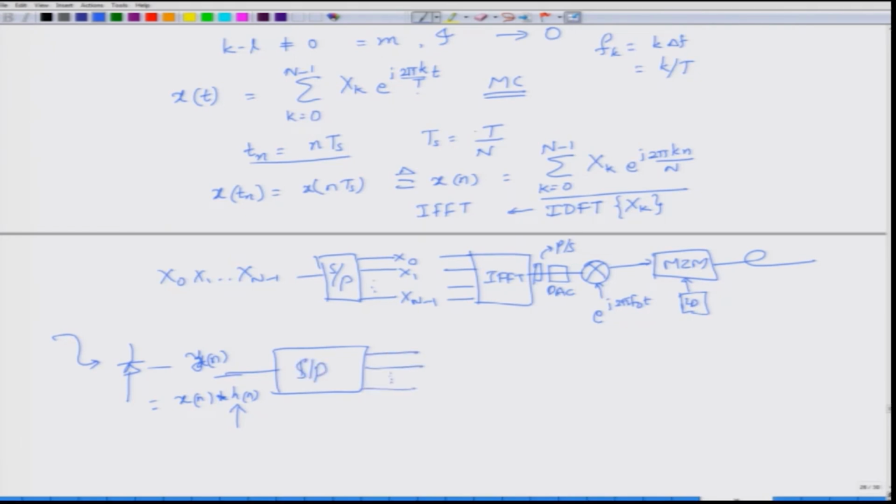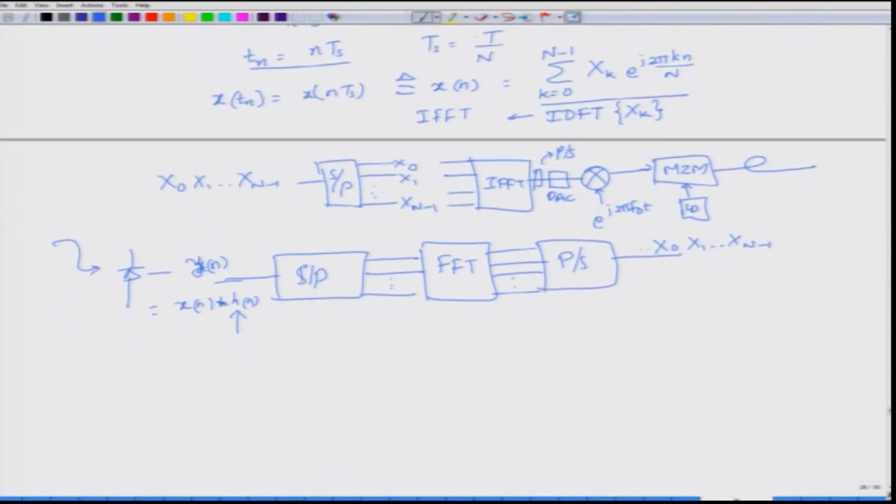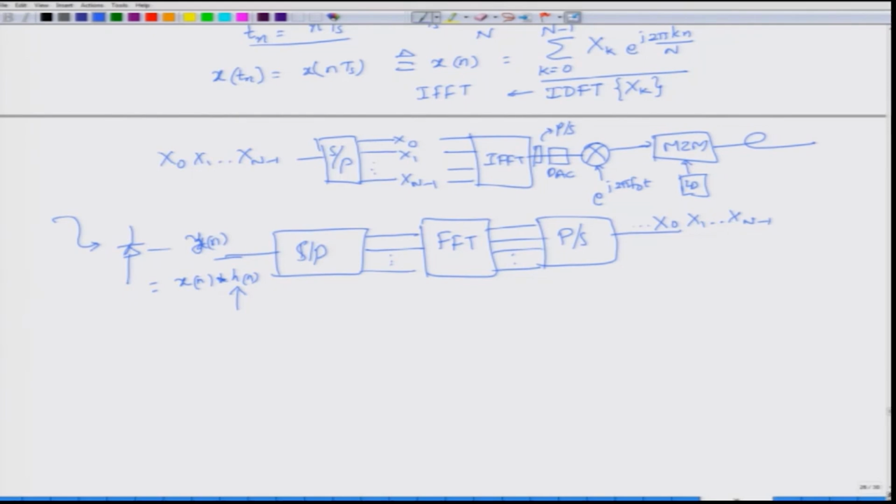So, extract the parallel components, take the FFT of the sequence, and then convert this into a serial form. After the FFT, you convert this into a serial using a parallel to serial converter, and what you get are the data symbols x0, x1 all the way up to xn minus 1. This of course assumes that everything in the world has gone right, so that there is no noise, there is no offset, there is no phase error. We will see all those effects in the next module.